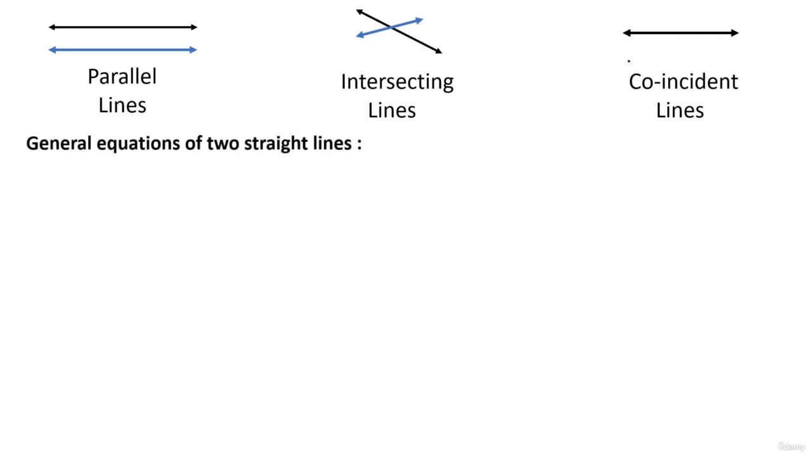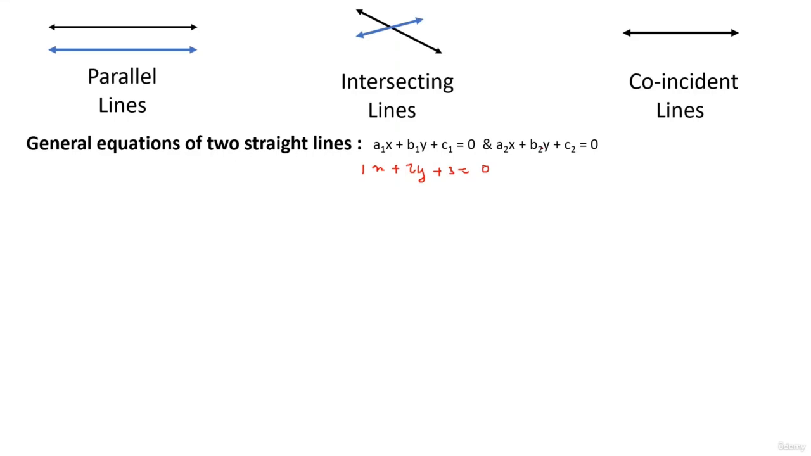General equations of two lines can be given as A1x plus B1y plus C1 equals 0 and A2x plus B2y plus C2 equals 0. Here A, B and C are all constants. For example, you take values for A, B and C, you will get x plus 2y plus 3 equals 0. I have taken A1 as 1, B1 as 2, C1 as 3. You can take infinite values.